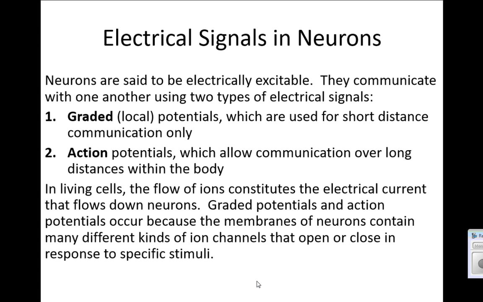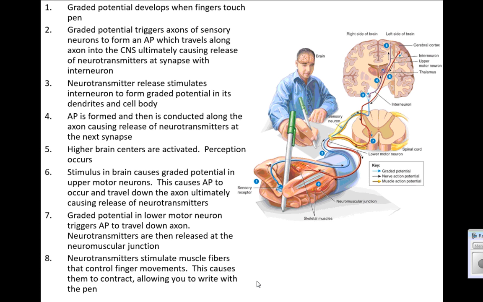In living cells, the flow of ions constitutes electrical current flowing down neurons. Graded potentials and action potentials occur because membranes of neurons contain many different kinds of ion channels, opening or closing in response to specific stimulus. Here's a pretty complex looking illustration of just how amazing the nervous system is with performing something as simple as writing your notes on your page.